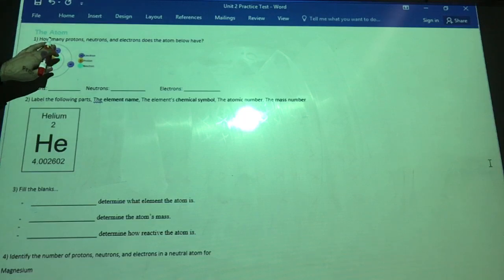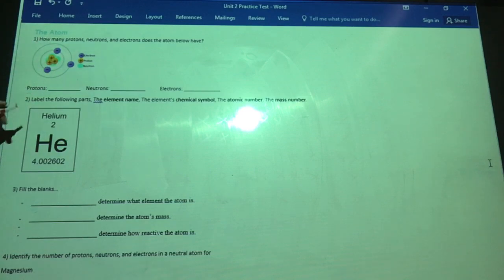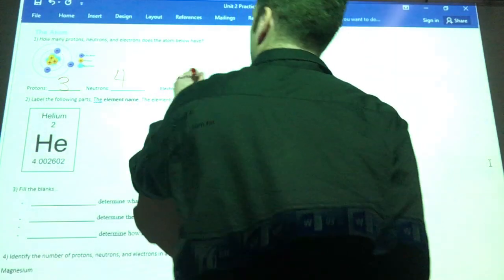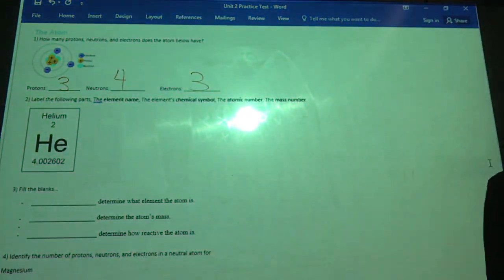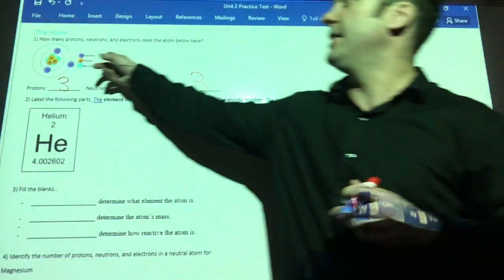Next thing, how many protons, neutrons, and electrons does the atom have? Remember, protons are positive, so you have 3. Neutrons, can you see that there's 4 in there? Neutrons are also in the middle, and then electrons, you have 3. So I'm sure you guys will get that. Electrons are negative on the outside.